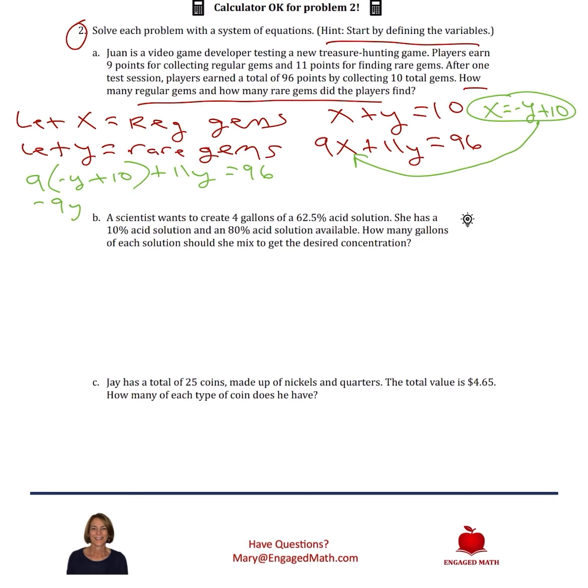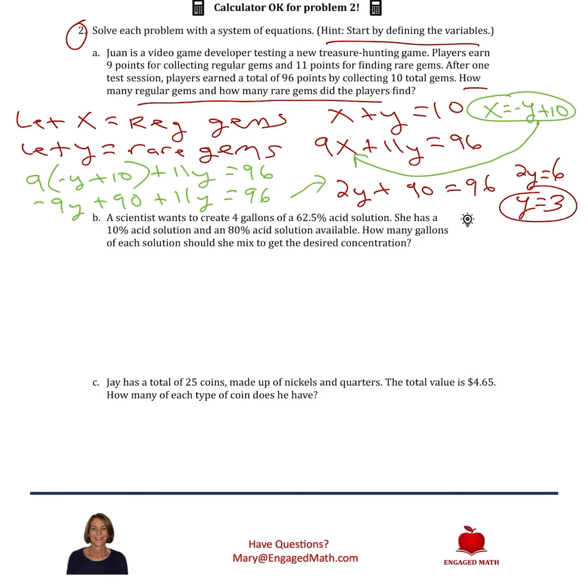So negative 9y plus 90 plus 11y equals 96. I'm going to kind of move over here with it. I'm going to combine the negative 9y and the 11y. So together, they're going to give me 2y, and they're on the same side of the equal sign, so they can just go together. So 2y plus 90 equals 96. Subtract 90 from both sides, and we get 2y equals 6, and y equals 3.